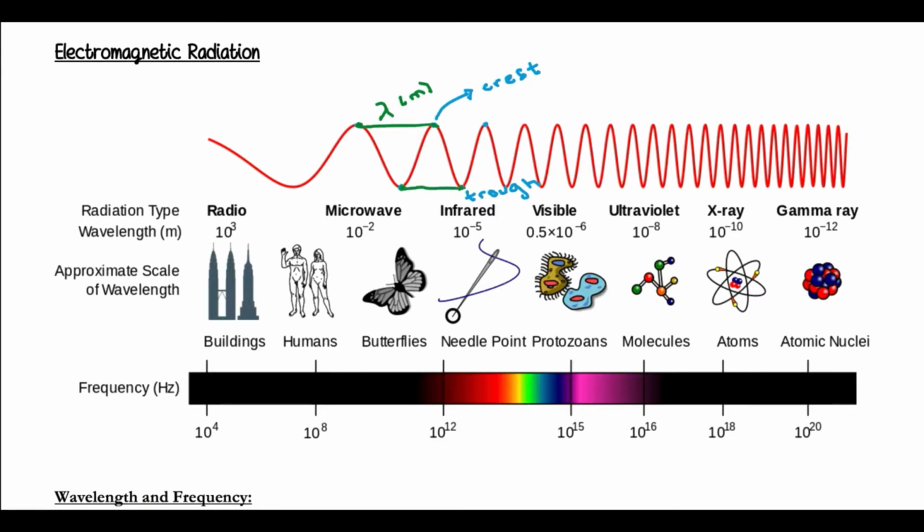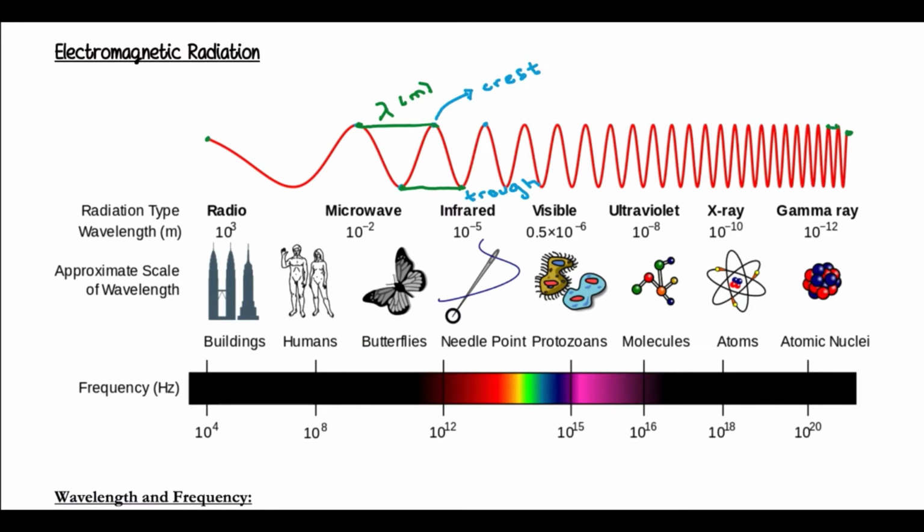Notice, just in general, when I start here on my left-hand side with radio waves for my type of electromagnetic radiation, the wavelength is very long. When you get all the way to gamma rays, the wavelength is much shorter, right? The distance between the crests or the distance between the troughs decreases significantly, okay?